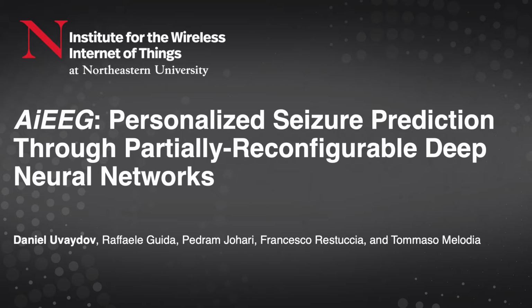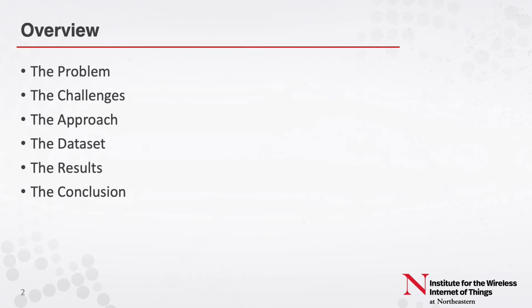I'll be talking to you guys about AiEEG. AiEEG is our embedded seizure prediction prototype, which we do using deep neural networks, and it is meant for implantable treatment of epilepsy. So let's start off with an overview of what we'll be talking about here today.